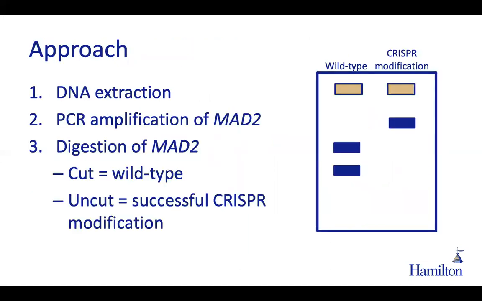Before the samples can be run on a gel, however, several steps have to be taken. First, DNA is extracted from the plants. Then, MAD2 is amplified via PCR prior to being digested with EcoR5. The digested samples are finally loaded onto a gel, where they separate based on DNA fragment size. Two bands around 255 and 245 base pairs are expected if there is no CRISPR modification, whereas one band around 500 base pairs is expected if there was CRISPR modification.